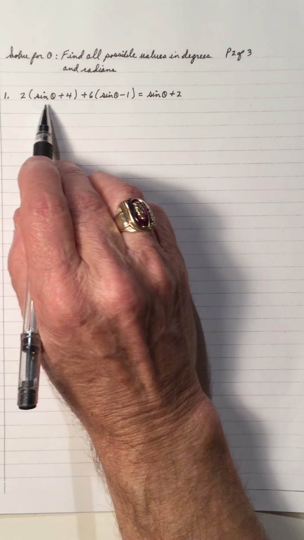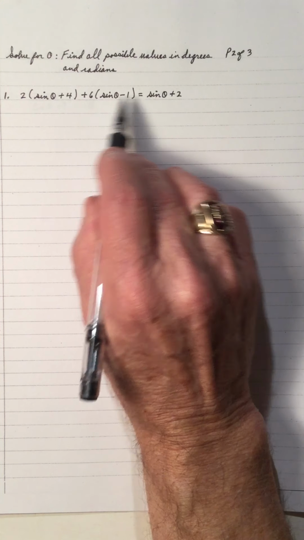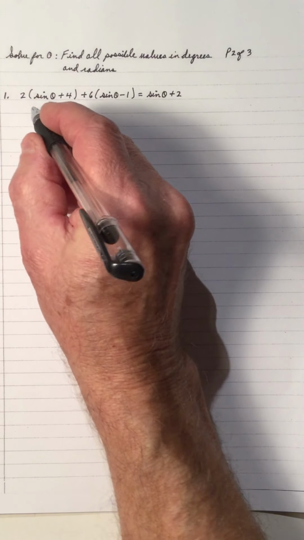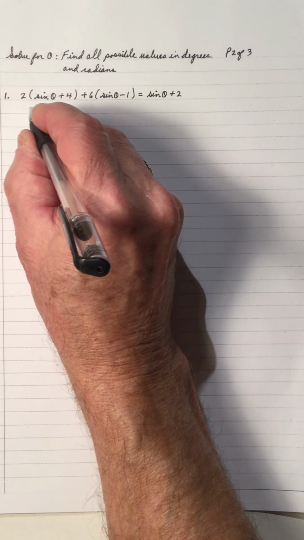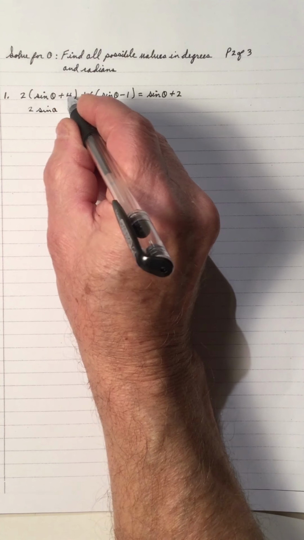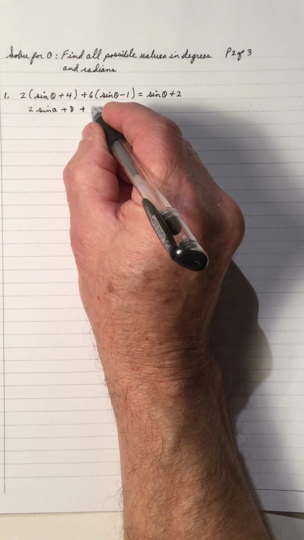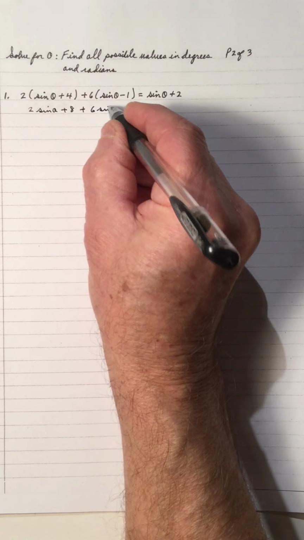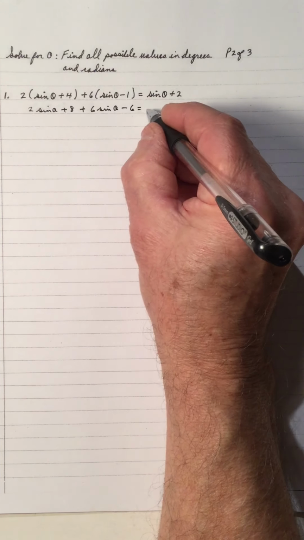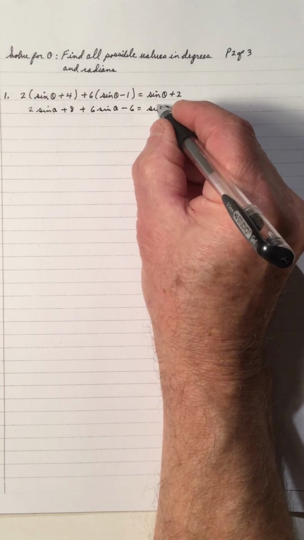Notice the equation has brackets, so we have to eliminate the brackets, and move all the trig ratios, or sines, to the right. So here we go. 2 times sine theta is 2 sine theta. 2 times 4 is 8. 6 times sine theta is 6 sine theta. 6 times negative 1 is negative 6. And sine theta plus 2.